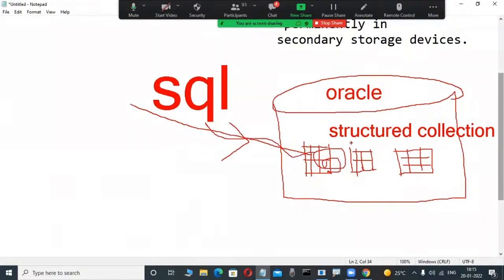But MongoDB and those types of databases are different. There is no SQL there; it uses JavaScript-type languages. Those knowledges are required, but SQL is one separate language. Through that, we operate on data in these types of databases.